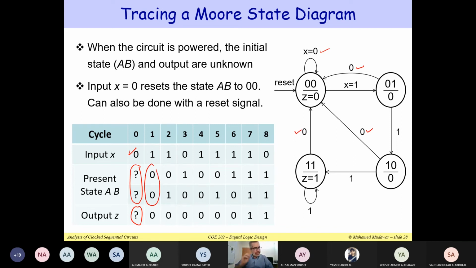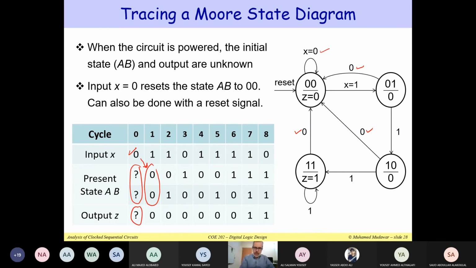So even though the initial state is unknown, once you apply the input x equal to 0, then you know what should be the next state. It will be 0, 0, because in all cases, all the states will take you back to state 0, 0. Now, that was in this specific state diagram. It does not mean that all state diagrams are designed this way. Sometimes you don't have this situation, so you have to reset. But in this specific state diagram, even though the initial state was not known, by applying the input x equal to 0, you know that all the states will make a transition to state 0, 0.